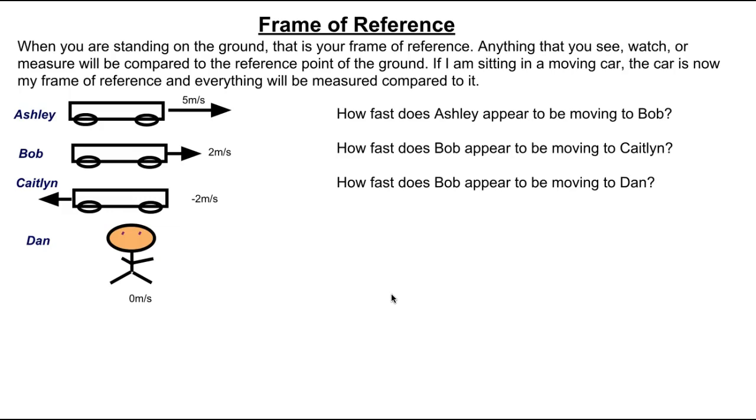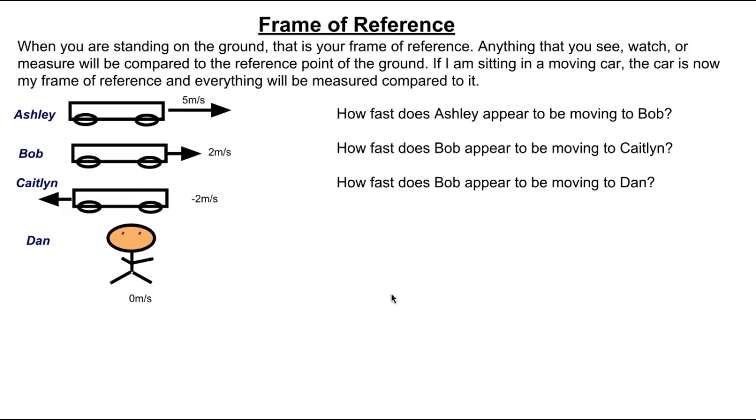But if I was in Caitlin's seat looking at Bob, Bob would be flying away from me in the opposite direction at 4 meters per second, because I'm moving in the negative direction and he's moving in the positive direction. So I would add those 2 together instead of subtract them. And Dan would be sitting at 0 and would just see Bob move nice and slowly down the road at 2 meters per second.